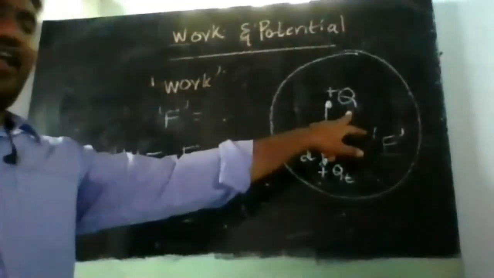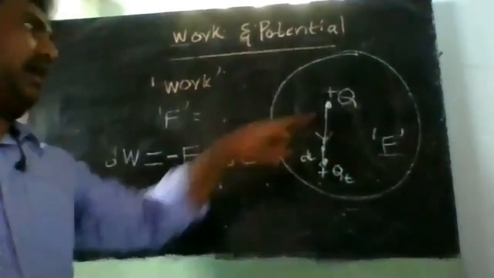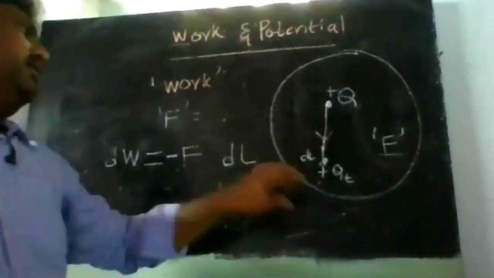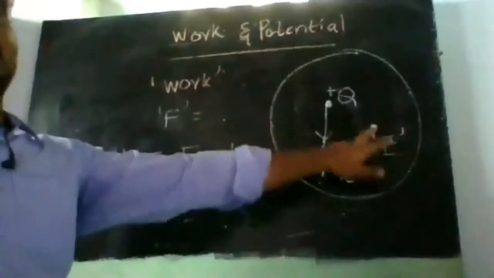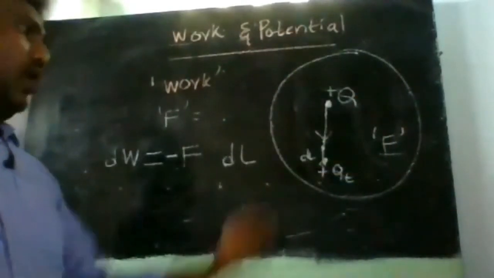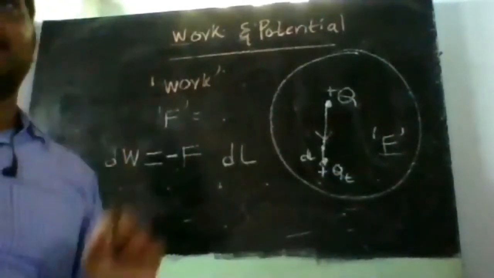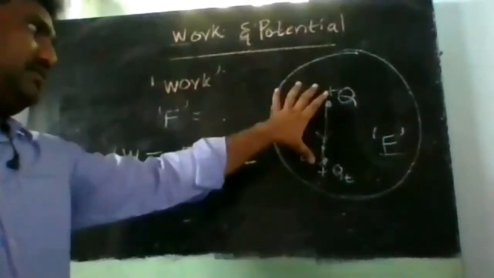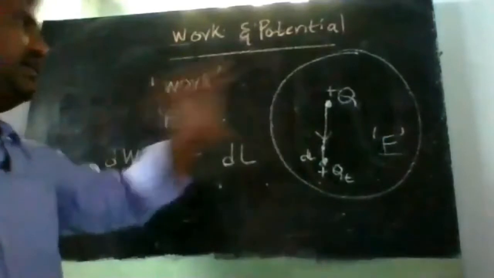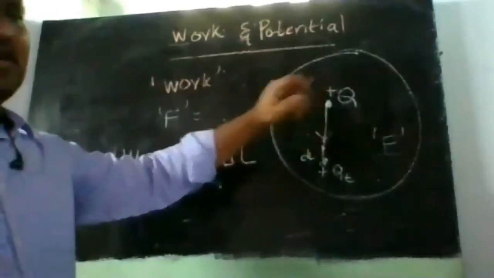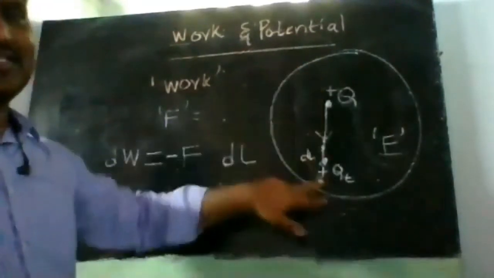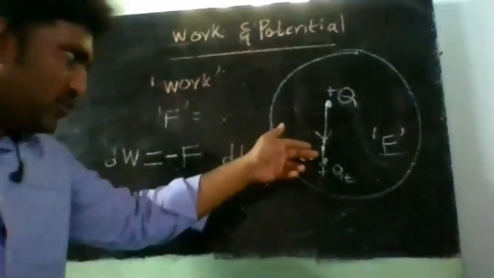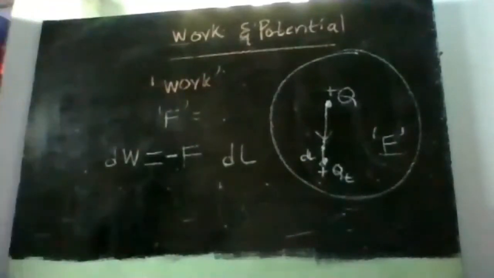So I have taken a charge q. This Q produces a force, which I call F. Now I am taking a test charge QT. Whenever I take the test charge, because both are of the same polarity, there will be some repulsive force on this QT, so it will tend to move away from Q, correct?